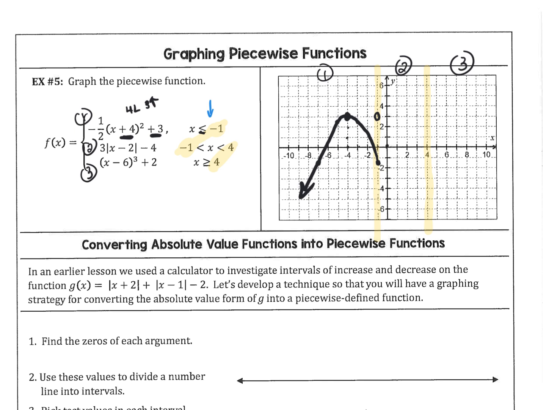Somebody has the table. What's the value? Table value at 0? 2. So it goes to 2. At 1, what is the value? It's what? -1?